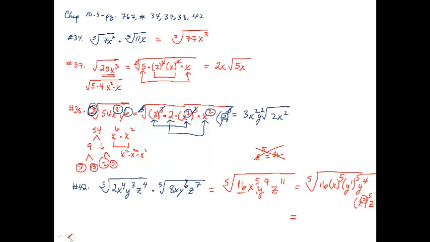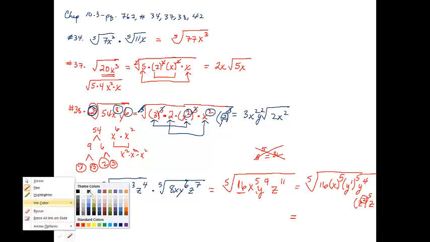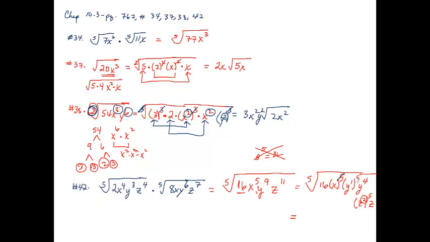Alright, now let's simplify. This piece cancels, this cancels, and that cancels with the root. So the x, the y, and the z squared come out. And who's left on the inside? 16, y to the fourth, and z.